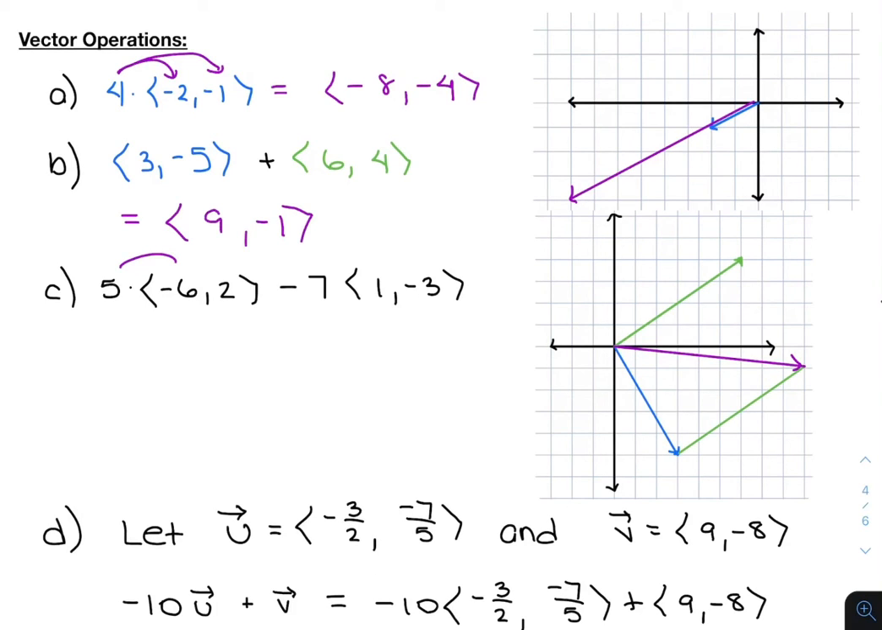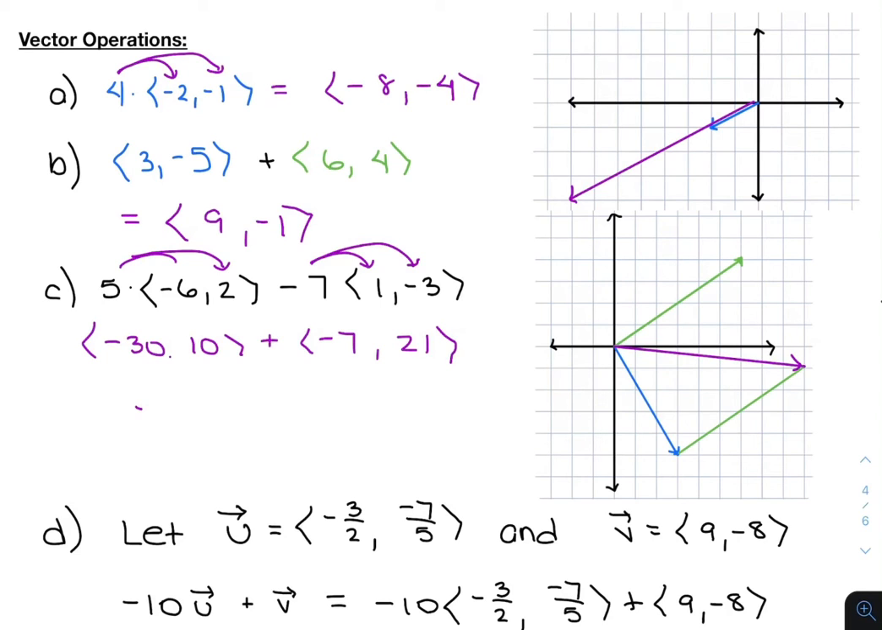So we can distribute the 5 to both our coordinates. So we would have 5 times -6, that's -30, comma, 5 times 2, that's 10. And then we can do the same thing with our -7. -7 times 1, so we're going to have a little plus sign because we distribute the negative. We're going to have -7 times 1 is -7, comma, -7 times -3, that's positive 21.